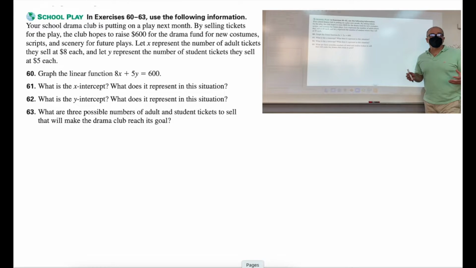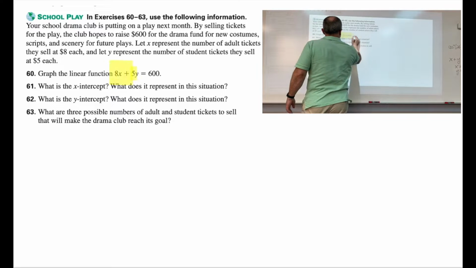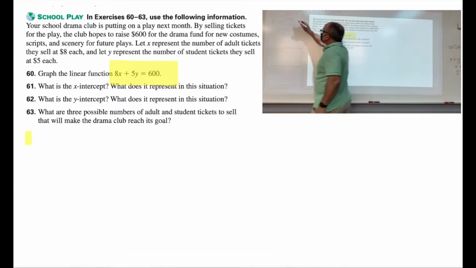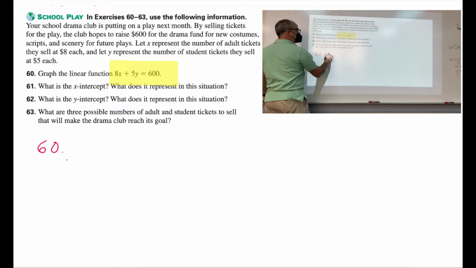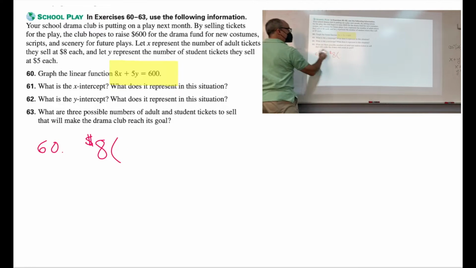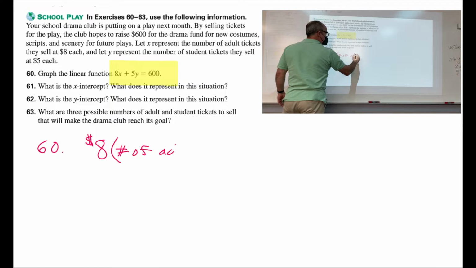Now, normally the first thing you would do is try to turn this into an equation, but they did it for you. But I want to break down why this works. They gave us the equation 8x plus 5y equals 600. I'm going to mix the math and the English here. What this actually says is $8 multiplied times the number of adults that they get to show up for a play.